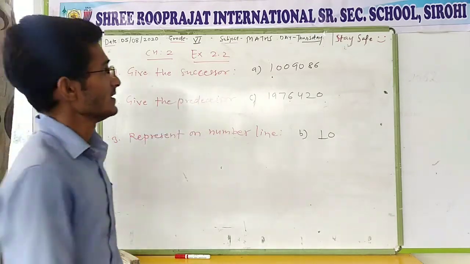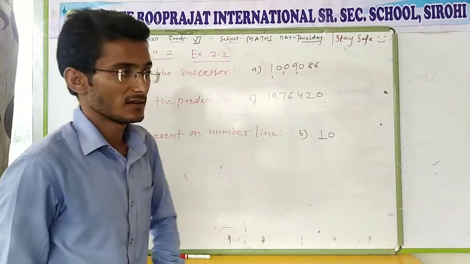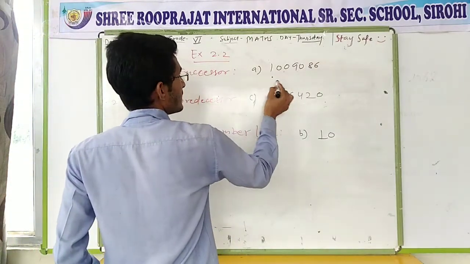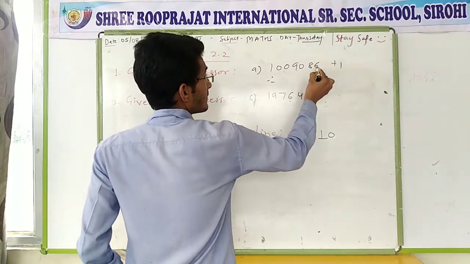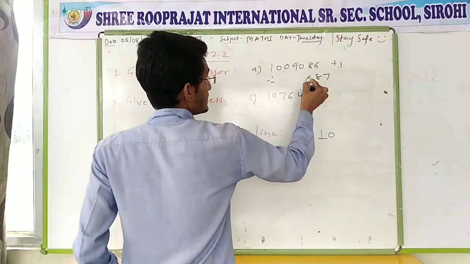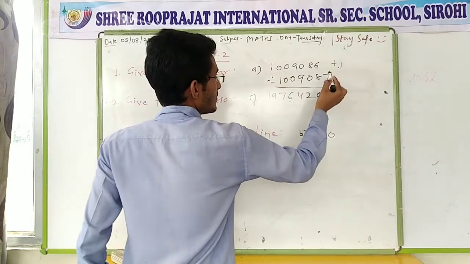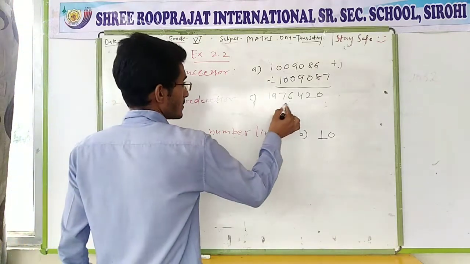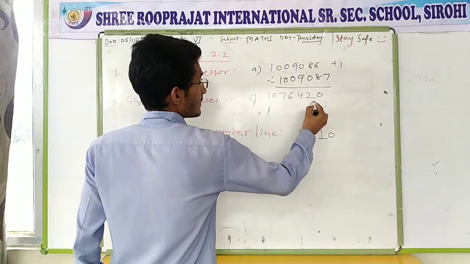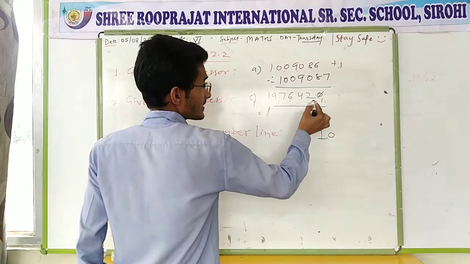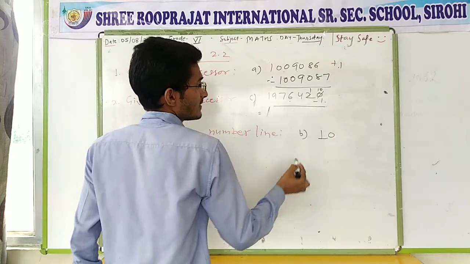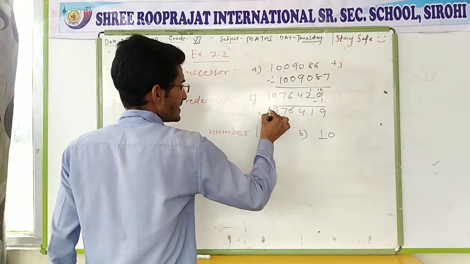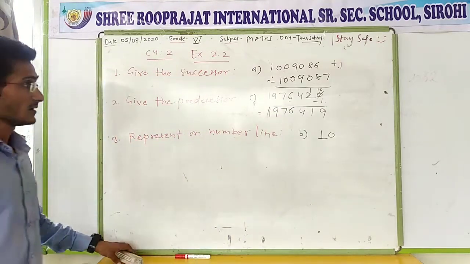So first one, give the successor. The first number given is 10,09,086. Successor means, as we know, we just have to add 1. So if we add 1, you will get 10,09,087. Okay. Next one, give the predecessor. That means you have to subtract 1. Here, for example, you cannot subtract directly, so you have to take a borrow. It will be 10, so 10 minus 1 is 9. It is 1, 4, 6, 7, 9, and 1. Okay.